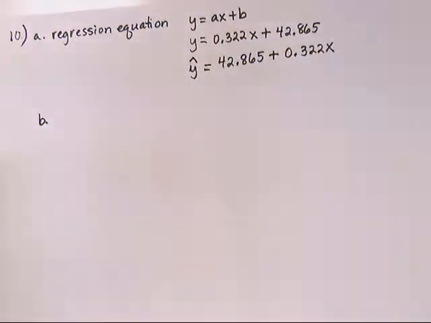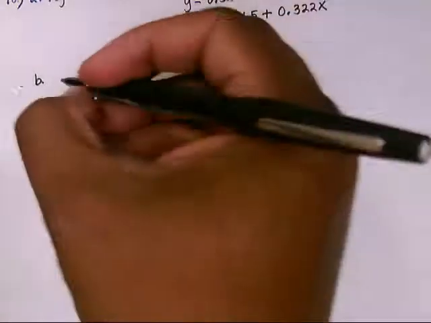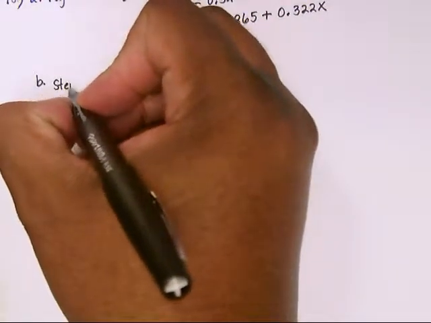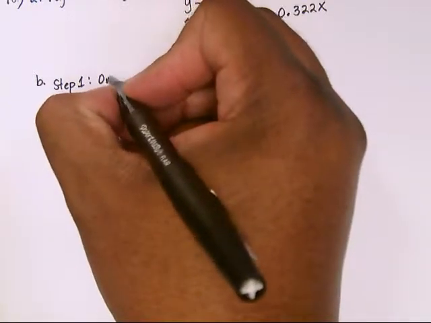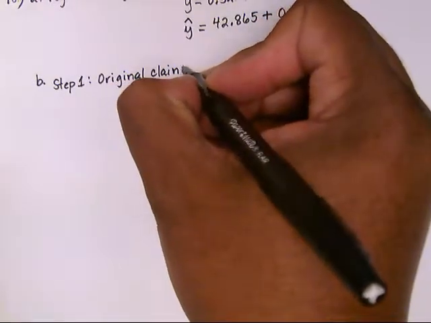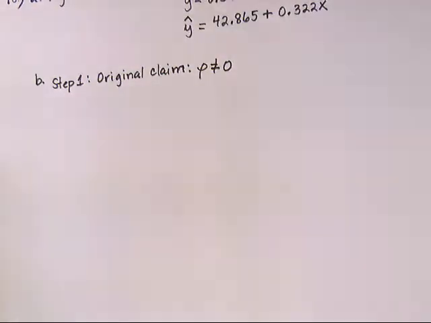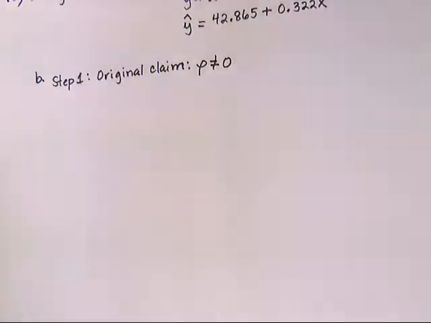In part B, we want to find the best predicted value, or the best predicted time of the interval after an eruption, given that the current eruption has a height of 114 feet. Use a significance level of 0.05. That tells me I have to do that 8-step hypothesis testing procedure. So step number 1, the original claim: we're claiming that there is a linear correlation between the two. So that's represented by rho not equal to 0, meaning there is a linear correlation.